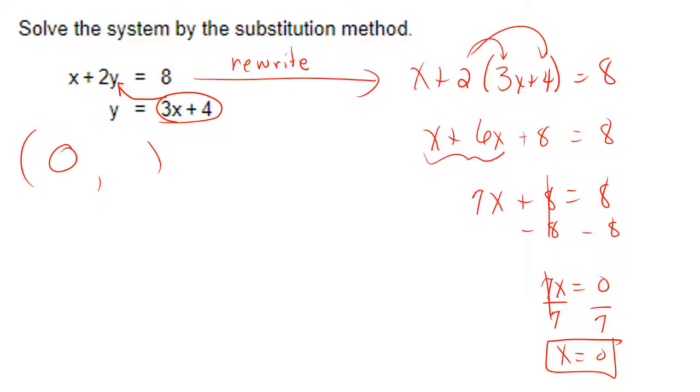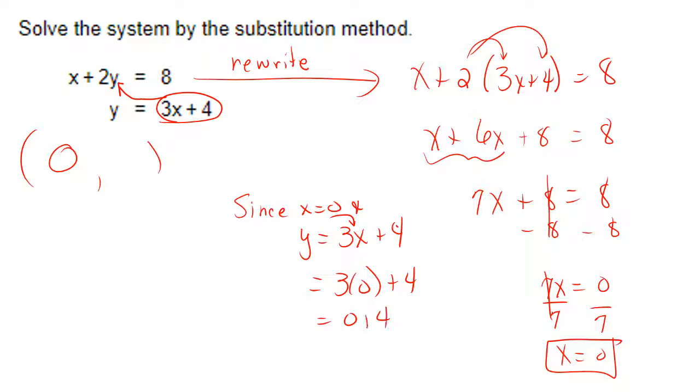Once you do that, since we know that x is equal to 0, we can take the second equation and substitute the 0 back in place of x. So I have 3 times 0 plus 4, and that will give me 4 as the y coordinate. So you really are basically finding two answers to get the one ordered pair solution. This solution should check in both equations.